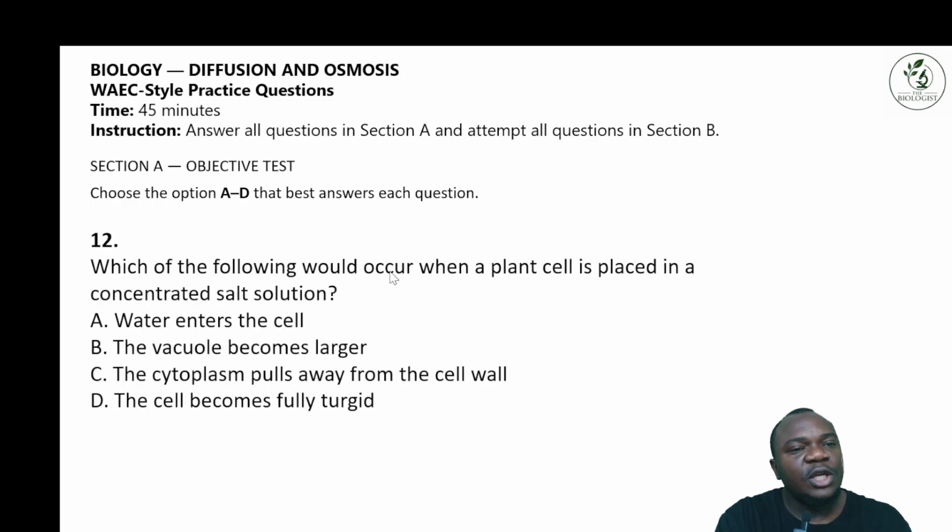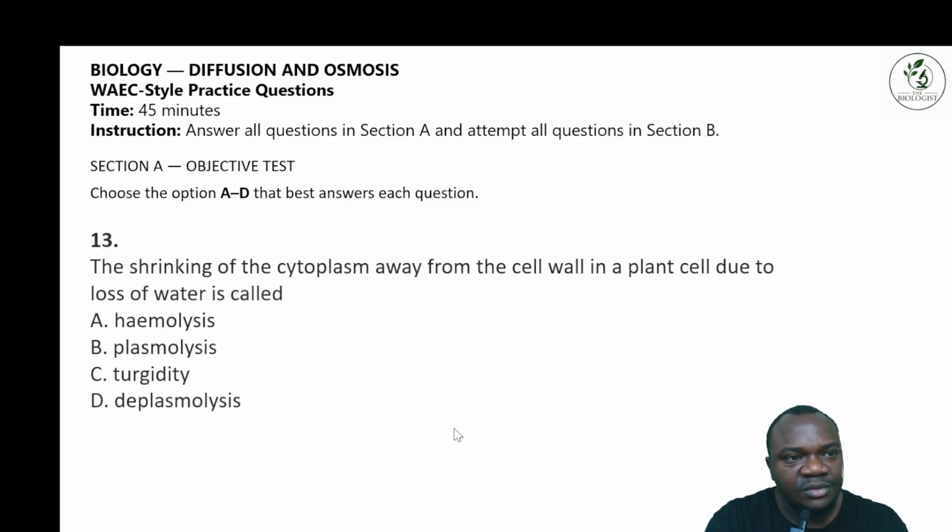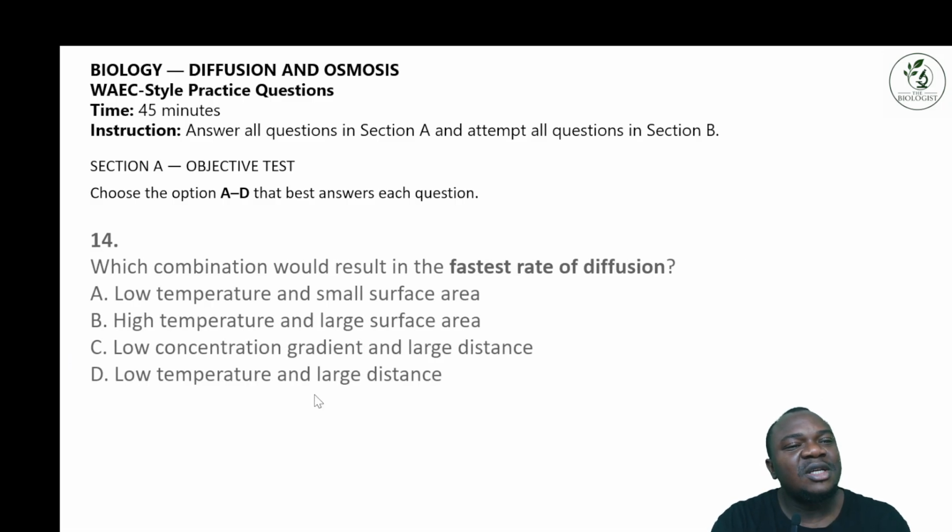Which of the following would occur when a plant cell is placed in a concentrated salt solution? So it's straightforward. Cytoplasm pulls away from the cell wall because it becomes plasmolyzed. The shrinking of the cytoplasm away from the cell wall in a plant cell due to loss of water is called plasmolysis. So get used to those terms, very important.